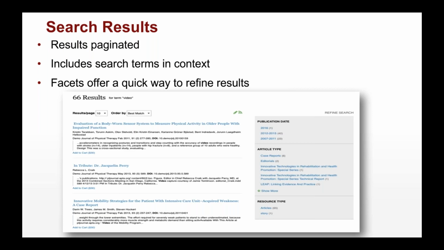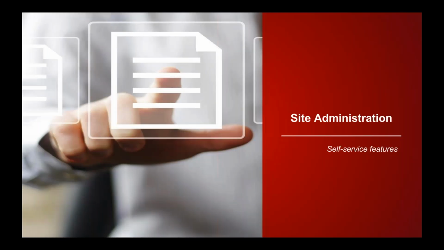Search results are listed and paginated. We have our publication dates, facets, our article types, resource types. So our facets are on the right, results on the left, and then you can change the display by results on the page, or best match, or publication date. So our search is a great way to find more resources.